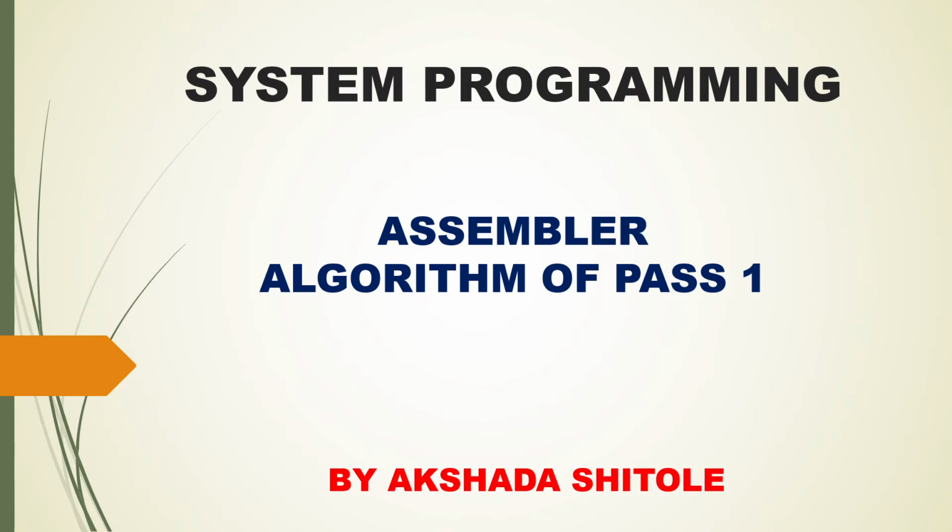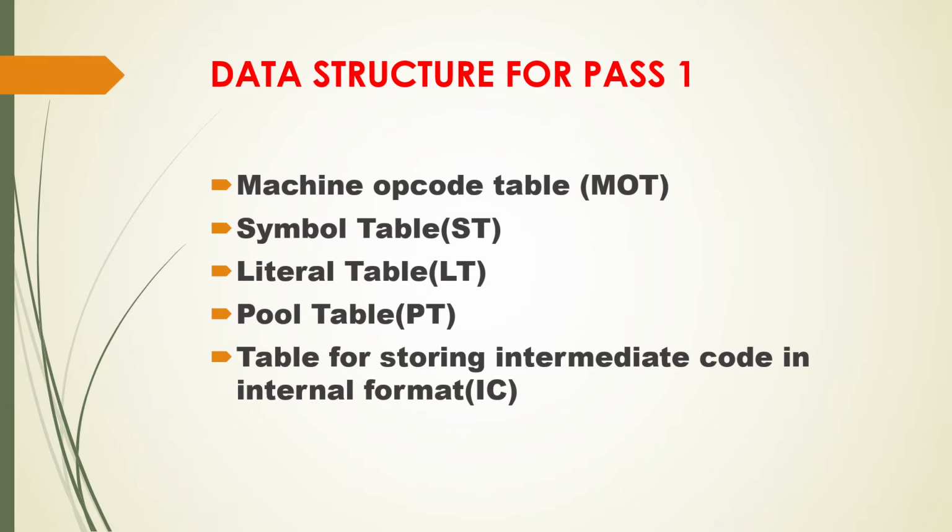Hello everyone, in this video we are going to see the assembler algorithm of pass 1. For pass 1 of the assembler we require some basic data structures. The data structures that we require are the machine opcode table, that is MOT, symbol table ST, literal table LT, pool table PT, and a table for storing intermediate code in the internal format, that is IC. IC stands for intermediate code.